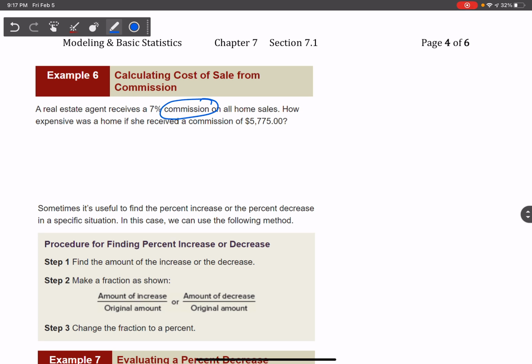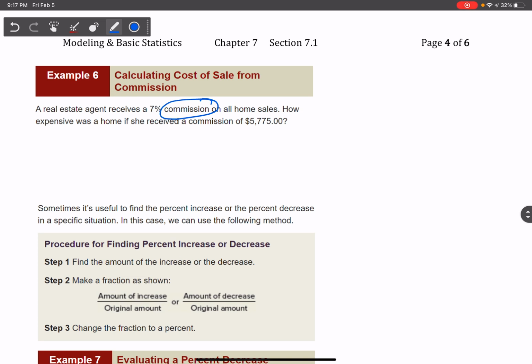Some real estate agents only earn that commission, while others also earn money from working for the company and things like that. But pretty much commission is just saying, okay, this is a piece. This is a percent. Commission is a percentage of a sale. So a real estate agent receives a 7% commission on all home sales.